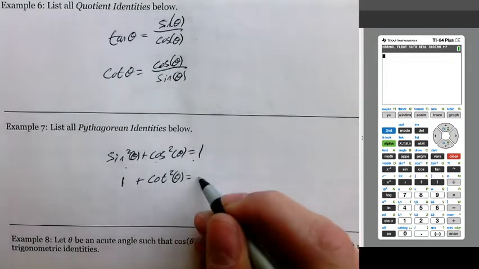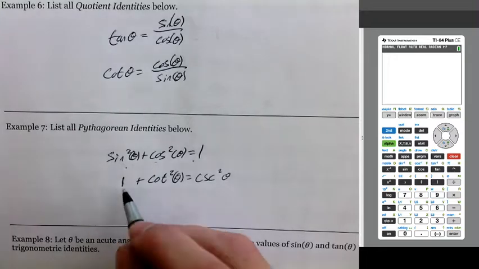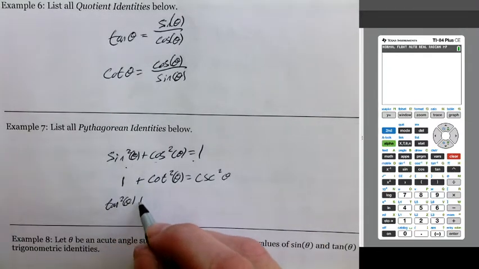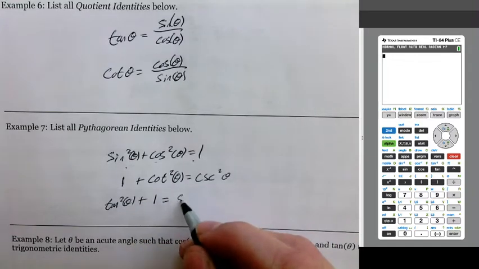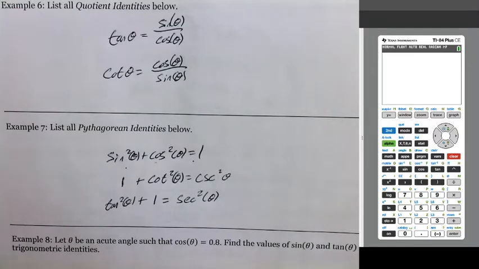And 1 over sine squared is cosecant squared. And the other one will be dividing everything by cosine. So tangent squared theta plus 1 equals secant squared theta. You don't have to know how to derive these, but you do want to be familiar with these.